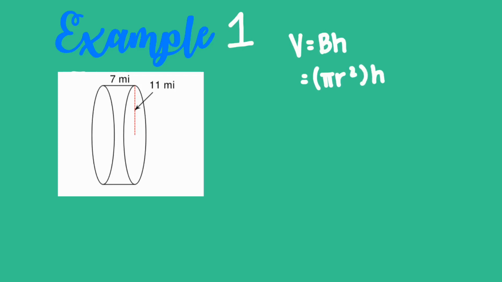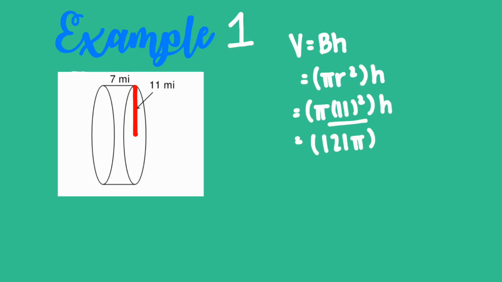So when I look over at my picture, I see that my radius starts in the middle, goes to the edge of the circle, is 11. So I'm going to fill that into my formula. So you have pi times 11 squared times the height. Remember 11 squared right here, this gives me 121 pi. And then when I look over at my diagram again, I want to look at the edge that connects the two circles. That's 7, so I know my height is 7.